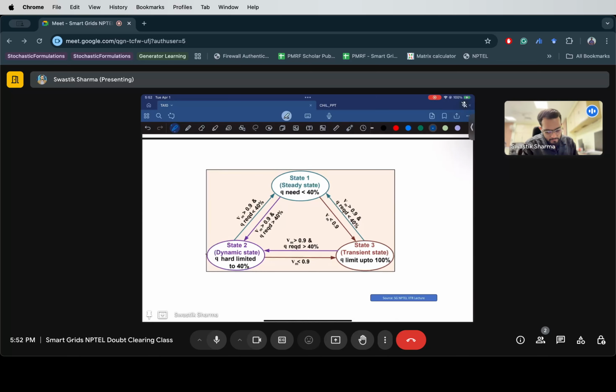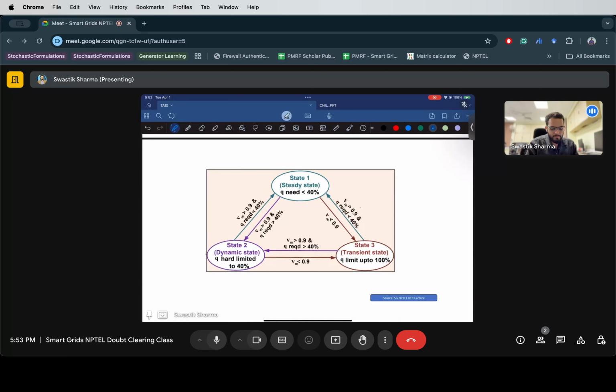And let's say when you are in the dynamic state, the voltage starts dropping and it becomes less than 0.9. You move to a different state, which is called a transient state, where you want to make sure all the reactive power that you have in the system is input. We don't have this hard limit anymore. We increase the limit to 100%, and we make sure that the voltage can bounce back to greater than 0.9.